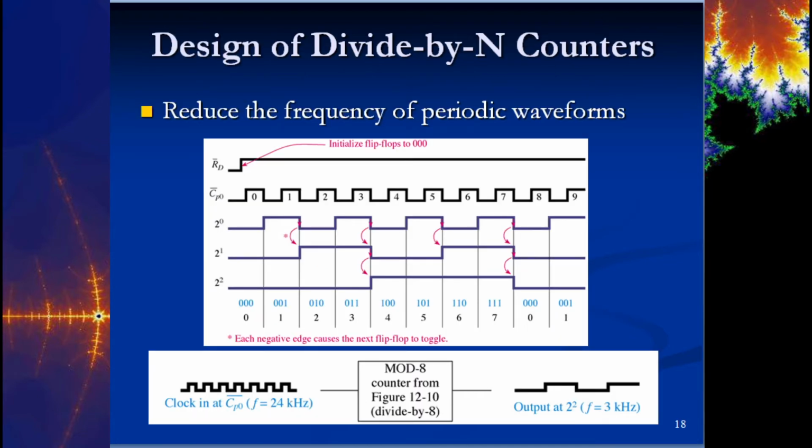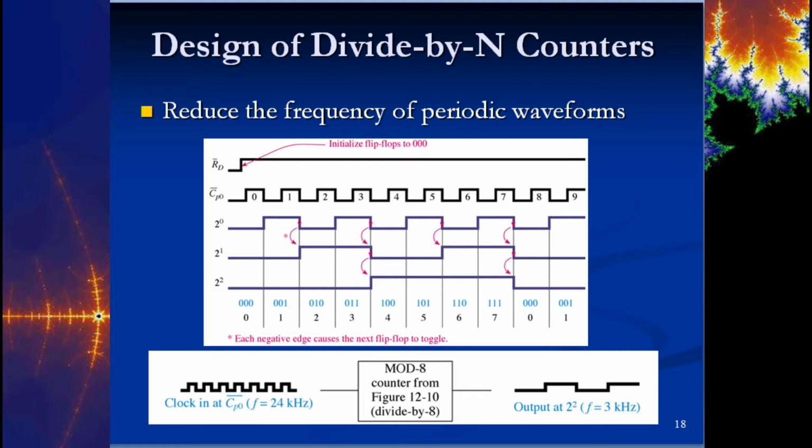Okay, and so now we are into the design of divide by n counters. So if you've been paying attention, you may have asked yourself at this point, well, what if I don't want to do a count to 16 or a count to 8 or a count to 4 or 2 or 32? What if I need a mod 19 counter? What if I need a mod 7 counter? Right? So now we have to do something about that by putting in some reset circuitry.